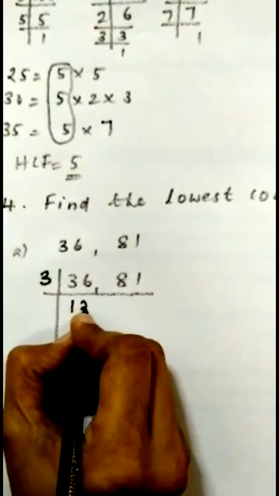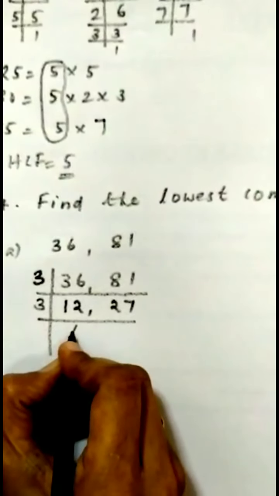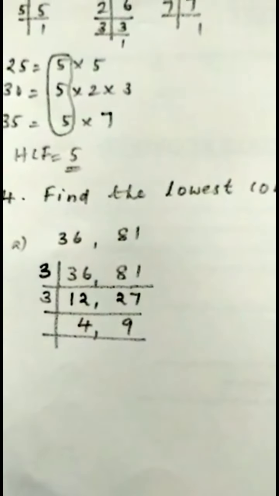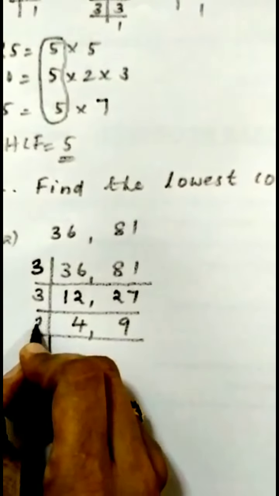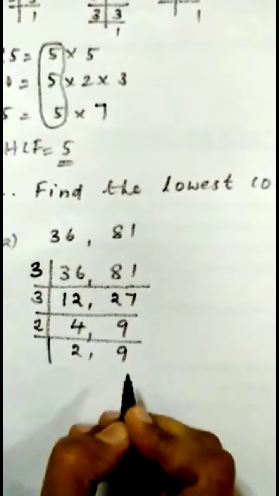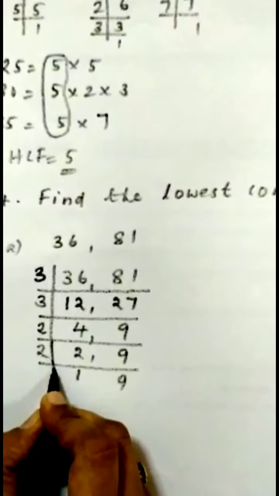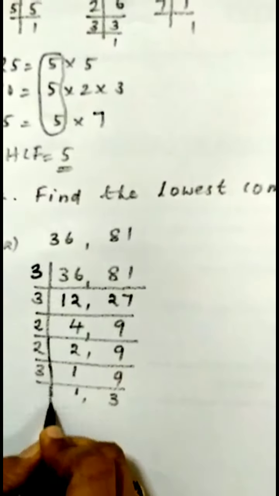36 divided by 3 is 12. 81 divided by 3 is 27. Again both numbers are multiples of 3: 4 and 9. 9 and 4 are not common in any number, so we have to take them separately. 4 is divisible by 2, but 9 is not, so 9 will come down. Again by 2 we can, but 9 we cannot. Again 9 we can do by 3. This is 1 and this is 3. Again by 3, 1.